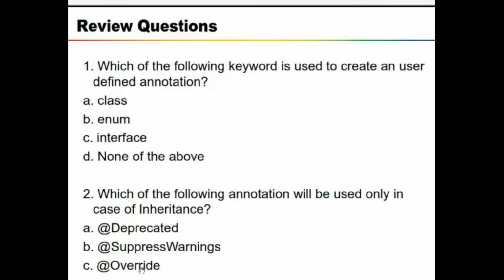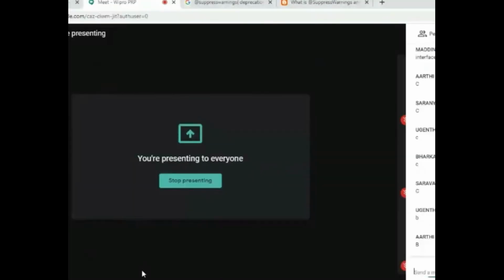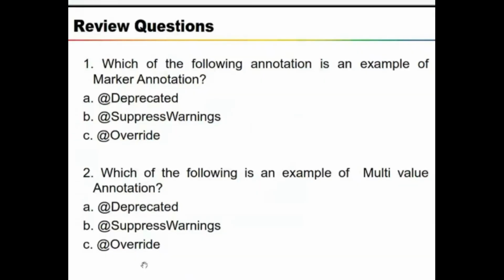Only overridden methods. So the next one, which of the following annotation is an example of marker annotation? So your SuppressWarnings is not a marker. Rest of the two are markers. Next, which of the following is an example of multi-value annotation? As I told you, option B, that is SuppressWarnings. SuppressWarnings is a multi-valued annotation. It takes more than one value.